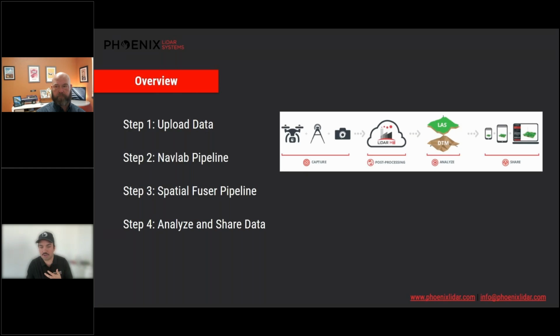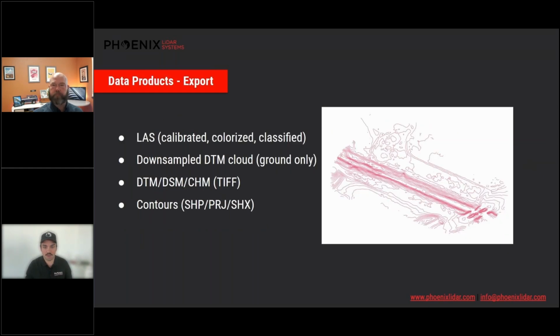From there, we run our Spatial Fuser pipeline, which actually is going to build out that point cloud. So you've got millions and millions and millions of points, but what do you do with those points? Fuse them together, create that larger point cloud, and then from there you can derive your different data deliverables. And what do those deliverables look like?